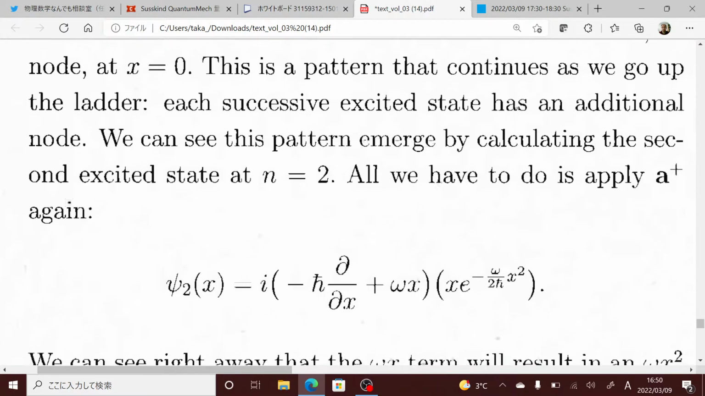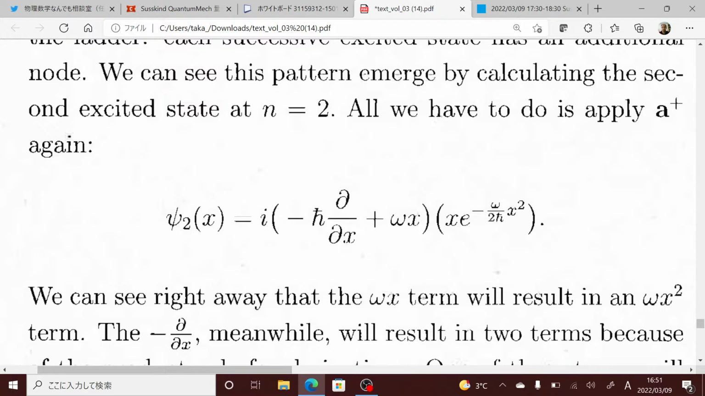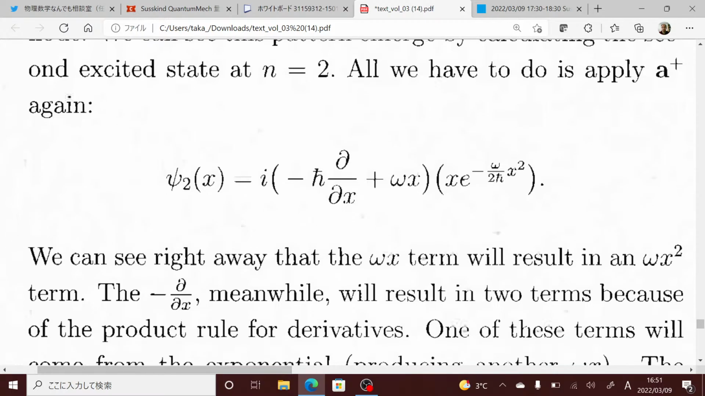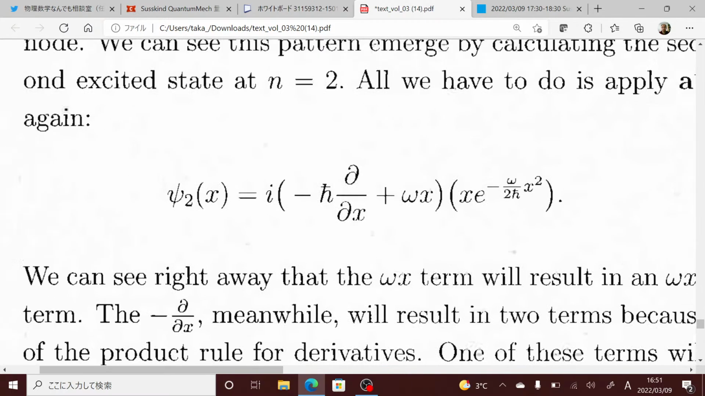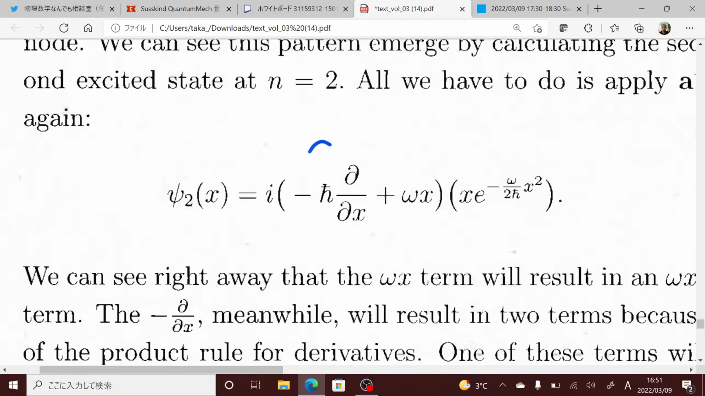We can see this pattern emerge by calculating the second excited state at n equals 2. All we have to do is apply A plus again. So we apply A plus to psi 1 of x.